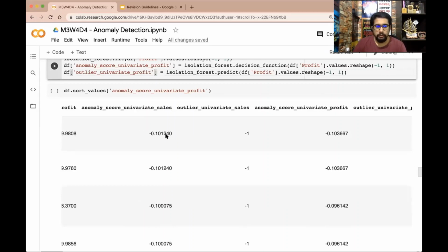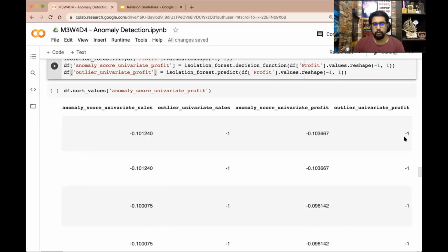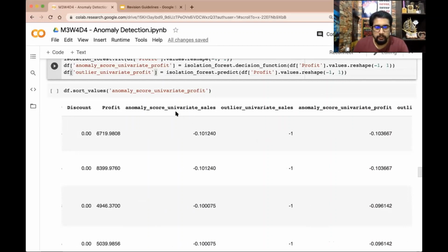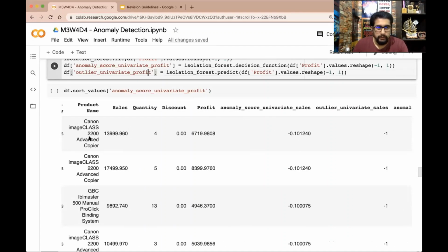Okay, so I got univariate anomaly scores based on sales and profit separately, right? So you can understand, what is this saying? This score is the anomaly score based on sales, and it is saying that based on sales, this value looks like an anomaly, right?